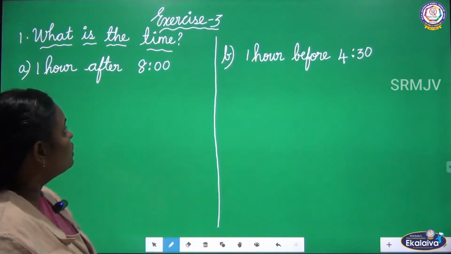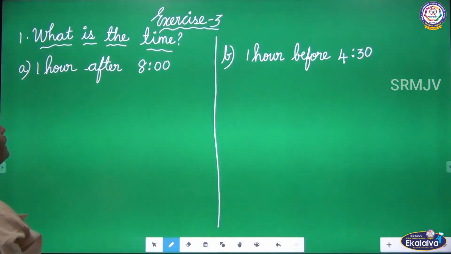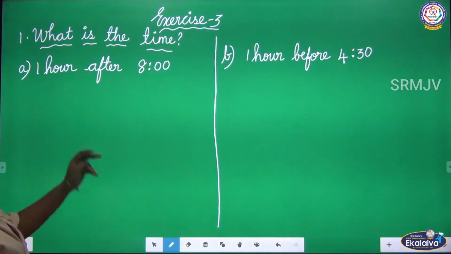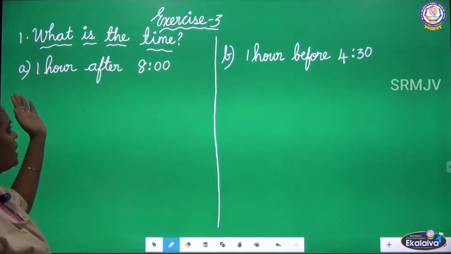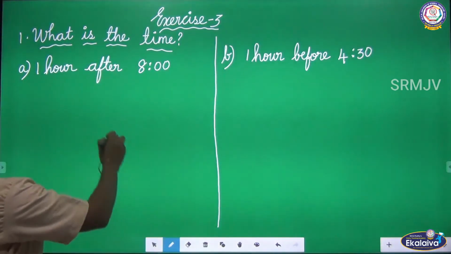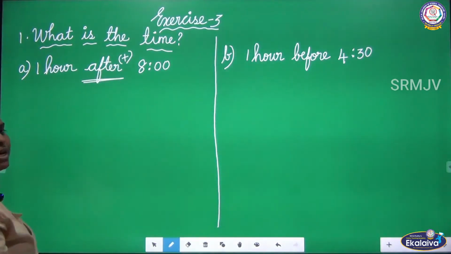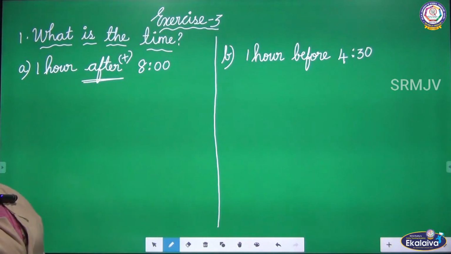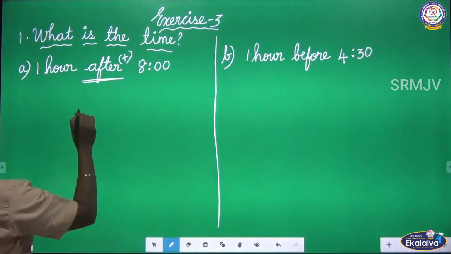Next one, exercise 3 we are going to see. What is the time? So we are going to write the time, that is 1 hour after 8 hours. 1 hour after 8 hours. So listen children, after means what do we have to do? We are going to add. After means we are going to add, then before means we are going to subtract. So 1 hour after 8 hours.